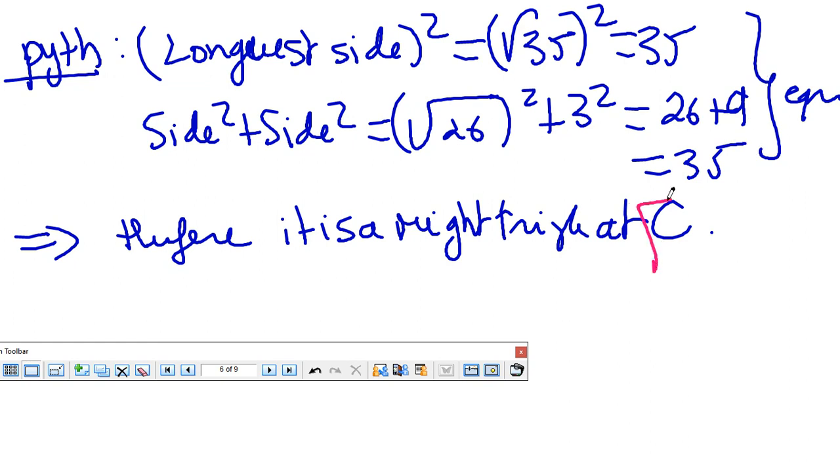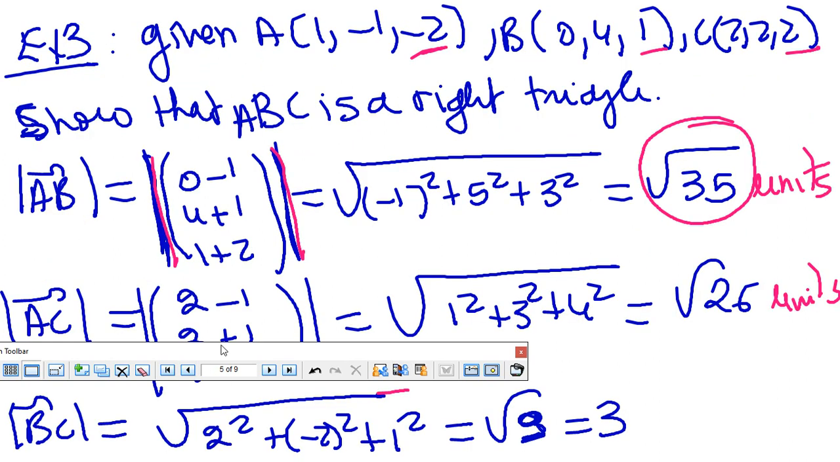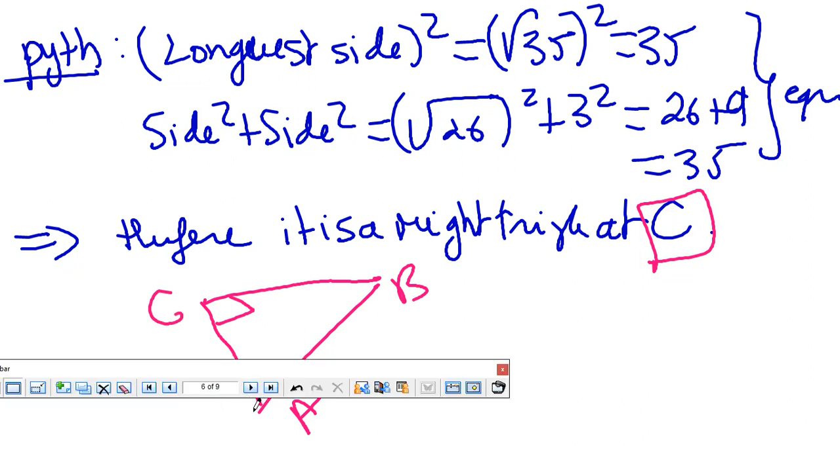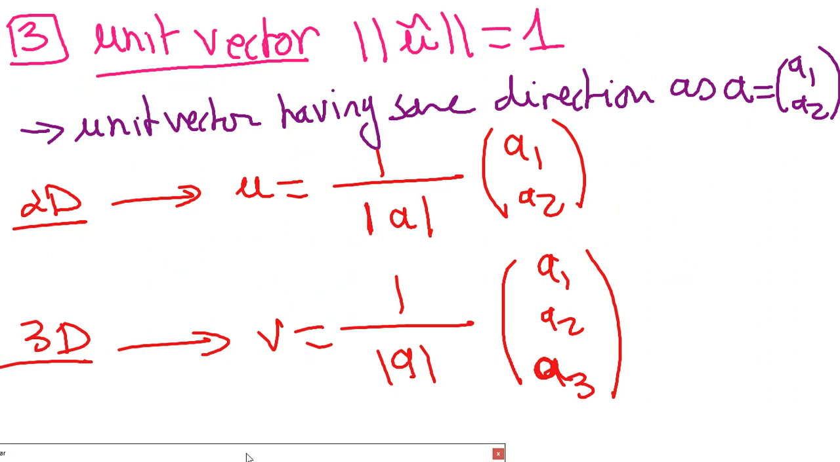And how do you know at which point? So if this is the hypotenuse AB, it means the 90 degree is opposite to the longest side. So what's going to be the vertex? It's C. So it's a right triangle at C. We will see later on in the next chapter, we're going to do the scalar product. We have another method also to prove a right triangle.